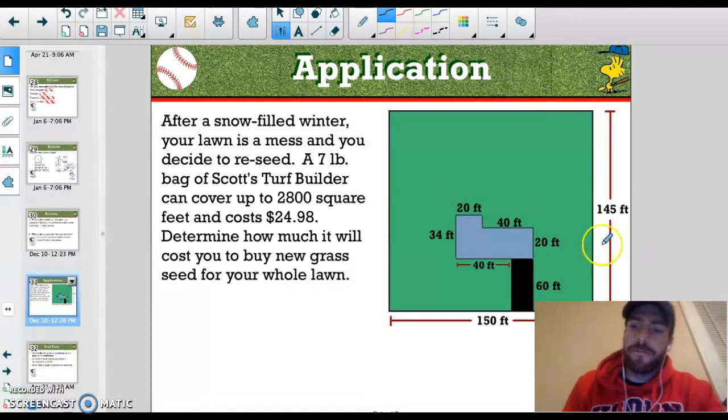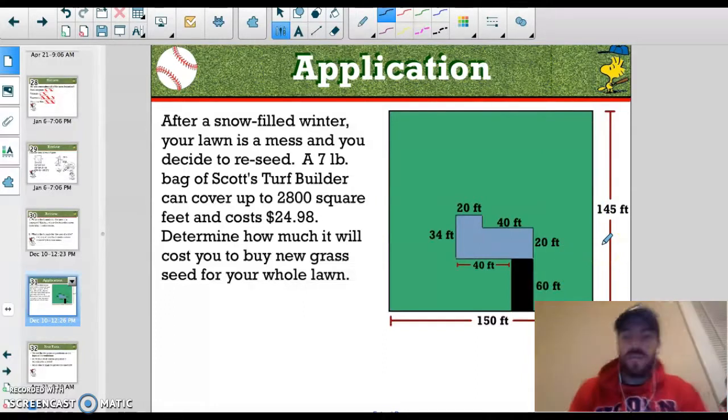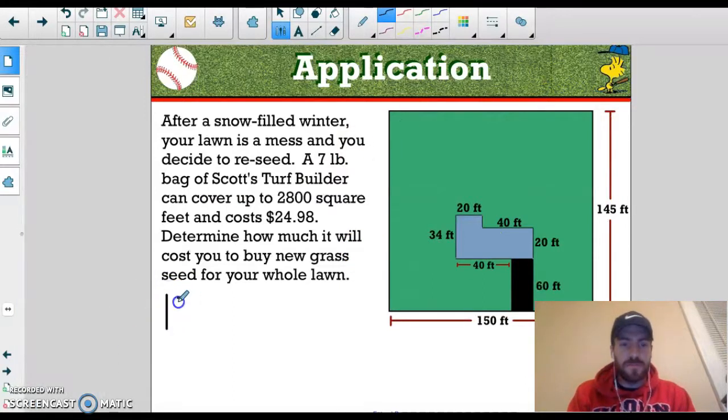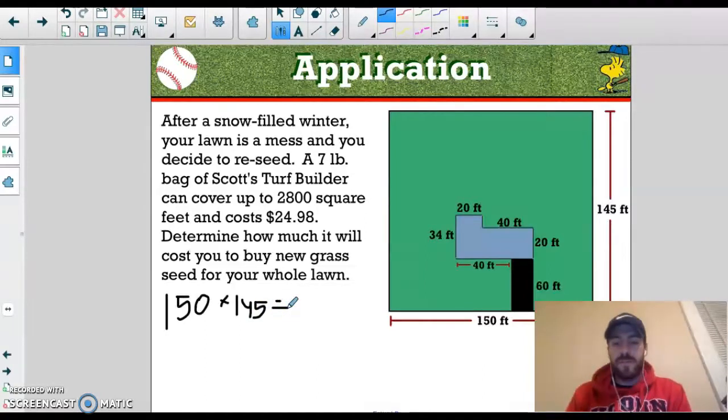I mean rectangle. But you live out here in Mansfield, Ashford, a lot of times it isn't. But for this application, we'll pretend it's a rectangle. So first things first, let's find the big one. We do 150 times our 145. Plug that into the calculator. 150 times 145 is 2,175.